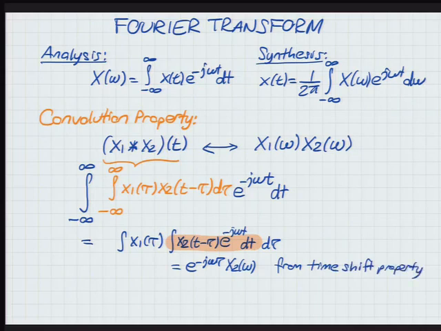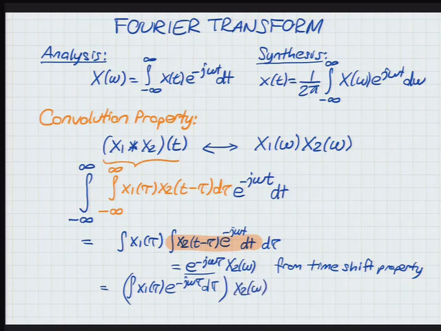Okay, so that makes our life a little easier because now we have X2 of omega that doesn't depend on tau. I can take that out of the integral. What remains is x1 of tau. This guy is still there. We have to take care of it. e to the negative j omega tau d tau. But X2 of omega has nothing to do with tau, so I can take that out.